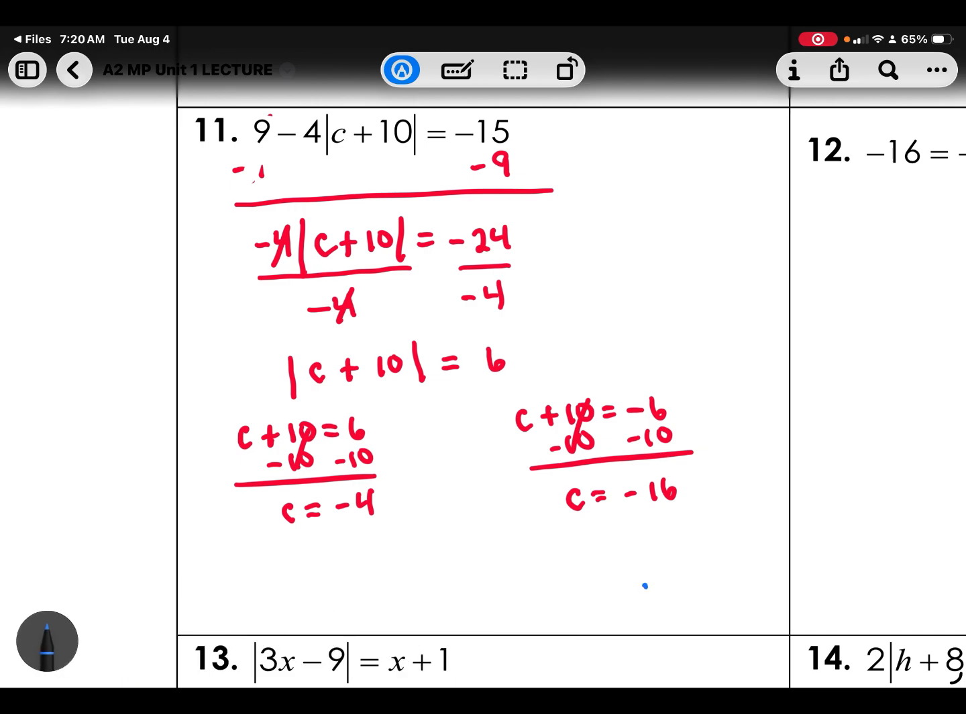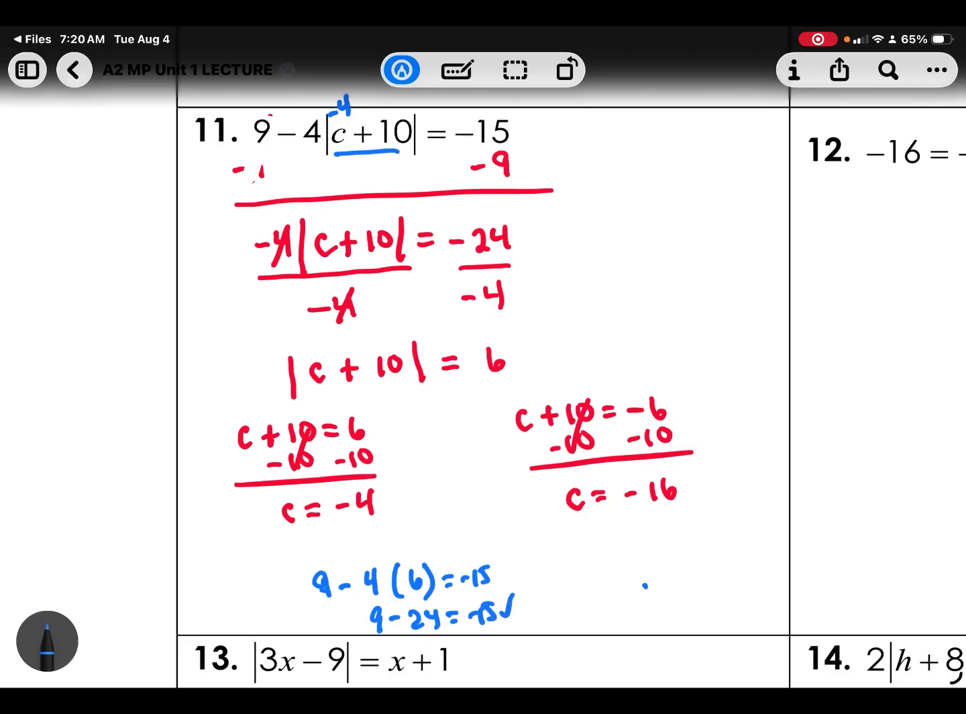And I have a negative 4 here. That's going to give me a 6 on that. So that's going to be 9 minus 4 times 6. Does that equal negative 15? Well, 9 minus 24, yes, it does. And you're welcome to use your calculators on that.